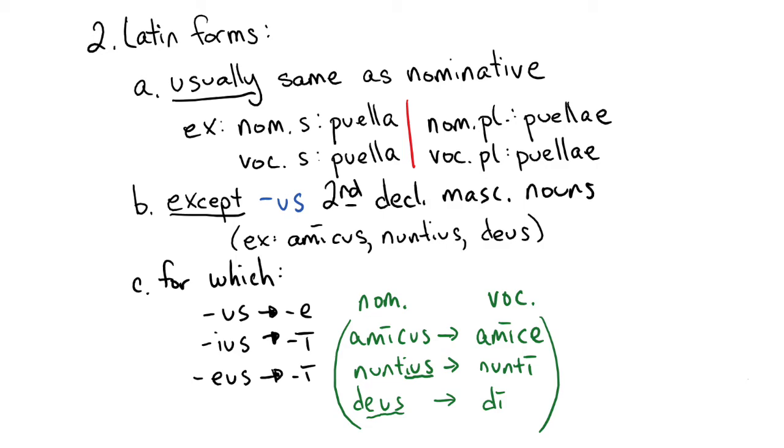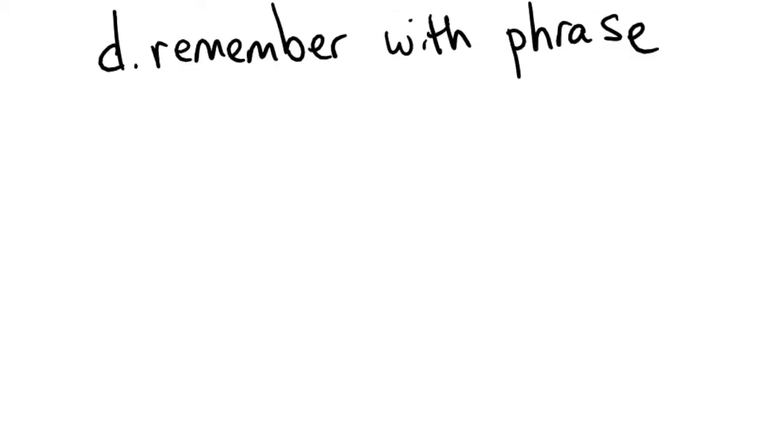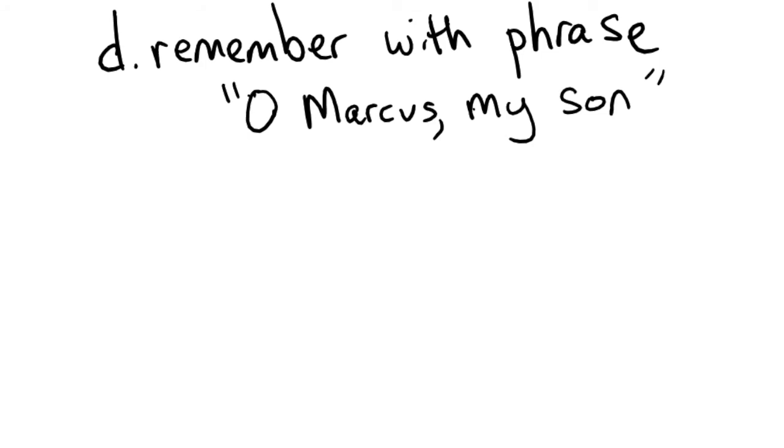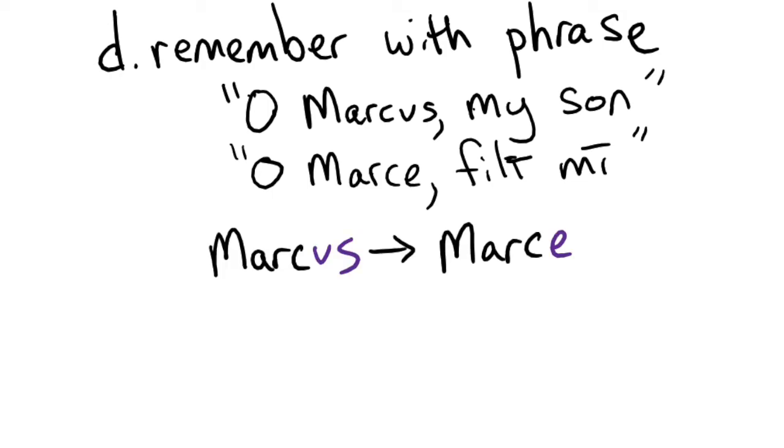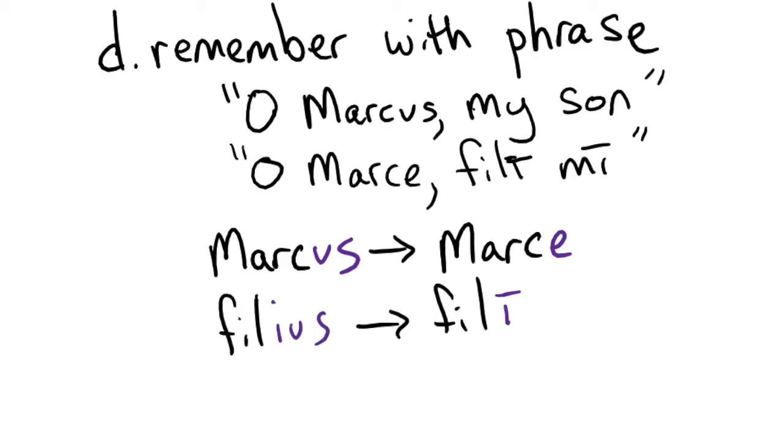We can remember these 3 changes if we remember simply the phrase, O Marcus, my son, translating to, O Marce, fili, mi. This phrase gives an example of all 3 of the vocative changes. With Marcus, it gives us a reminder that US turns to E, Marce, that IUS changes to a long I, fili, from filius, and that EUS, such as meus, changes to a long I, mi.